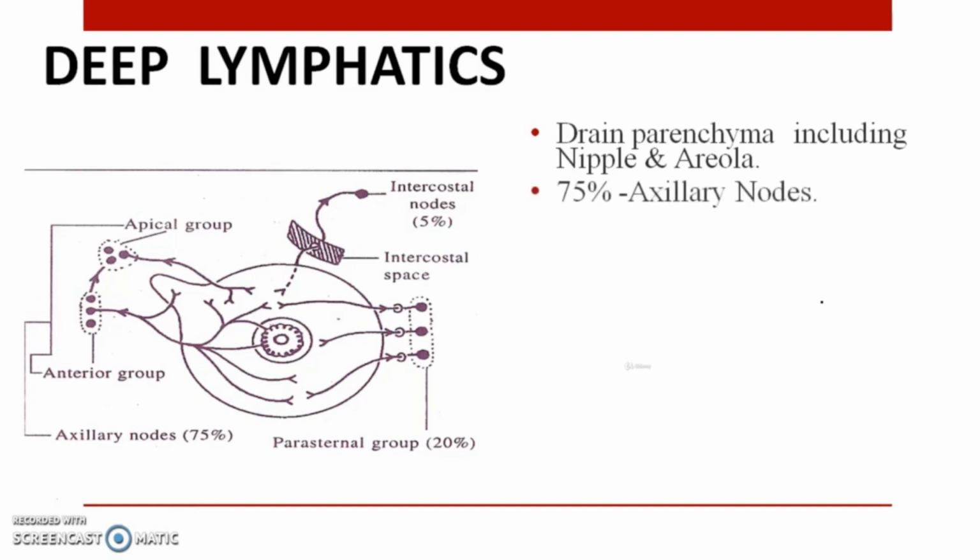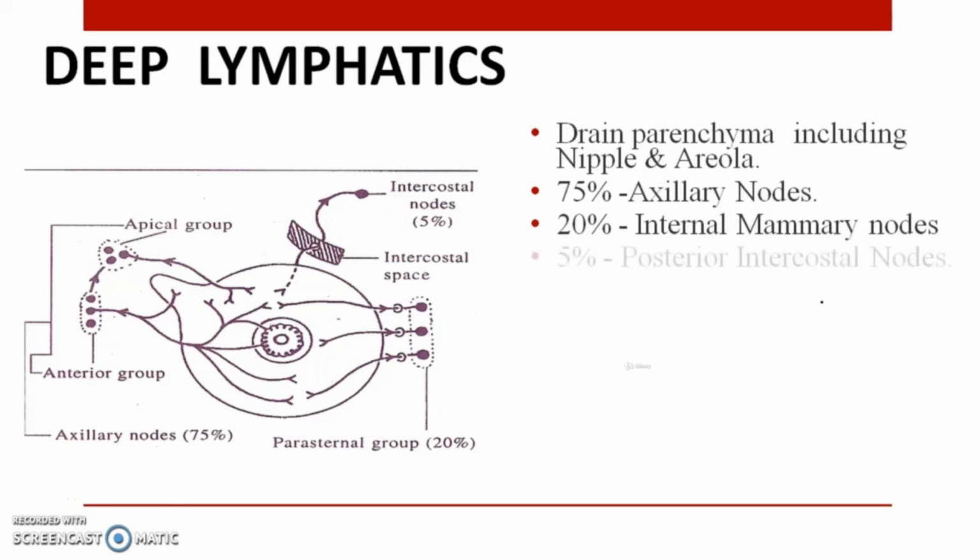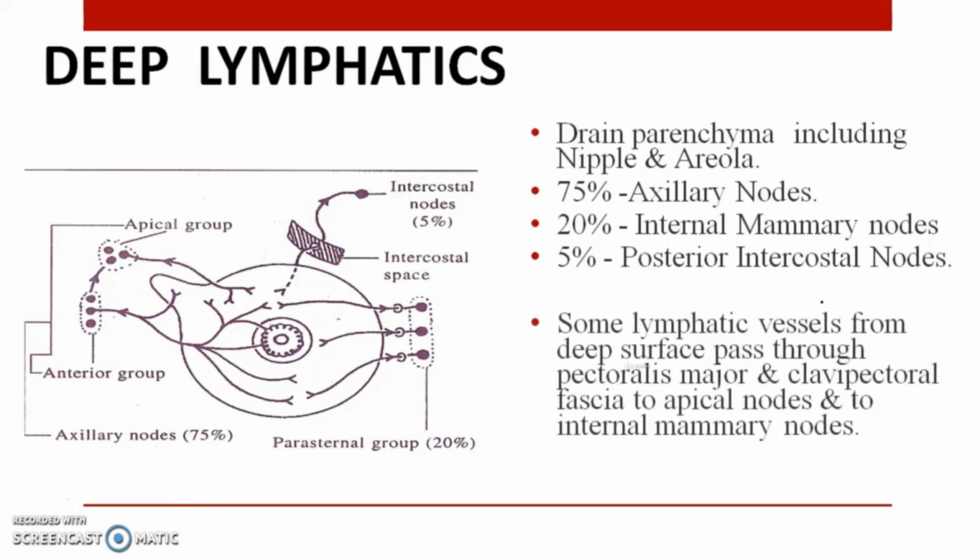Now we know we have axillary nodes, the important nodes which drain 75% of the lymphatics from the parenchyma, and the remaining 20% is drained by internal mammary nodes, and then 5% is drained into posterior intercostal nodes. This is the distribution of lymphatics from the parenchyma to the lymph nodes. Some lymphatic vessels from the deep surface pass through the pectoralis major and clavipectoral fascia to the apical nodes, and then are drained into internal mammary nodes.